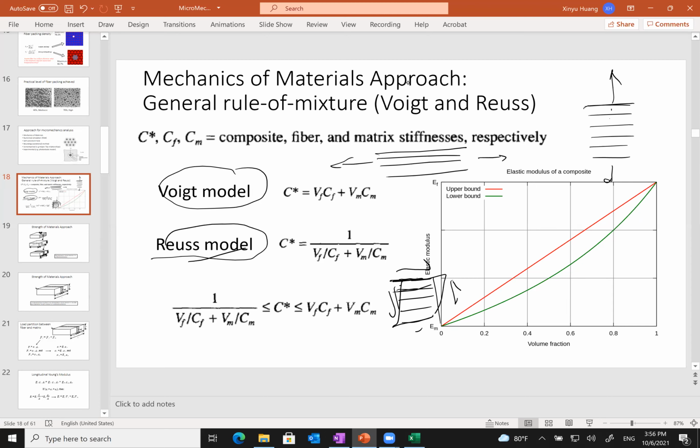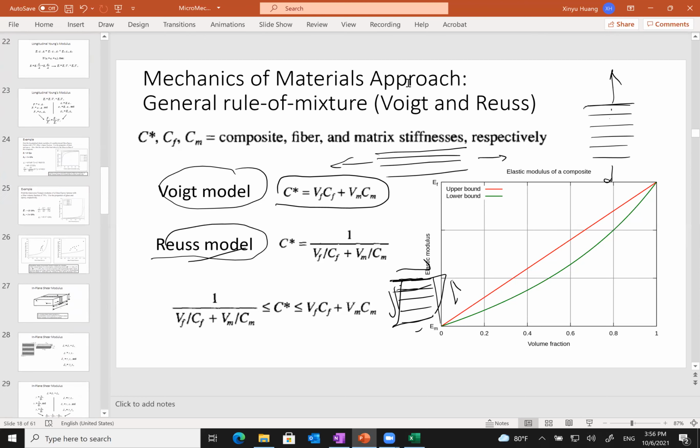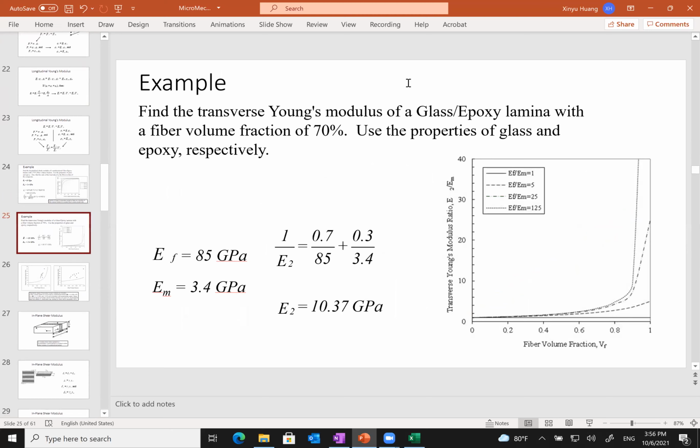Okay, so this is the big picture. The choice of models. Usually E1, the modulus in the fiber direction, is the easiest to estimate. This equation gives you a pretty accurate measurement for pretty much all composites. And E2 and G12 are the difficult ones. The Reuss model is a crude estimation, and the better estimation is the Halpin-Tsai equation.